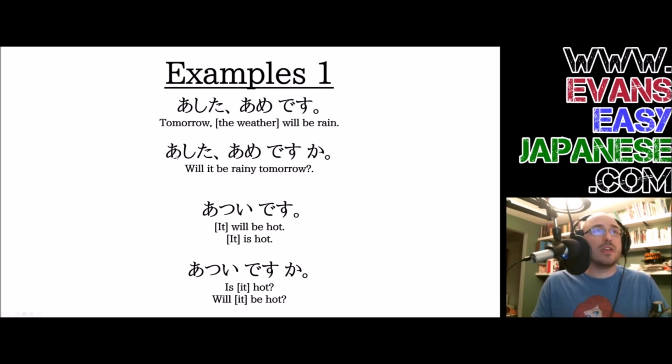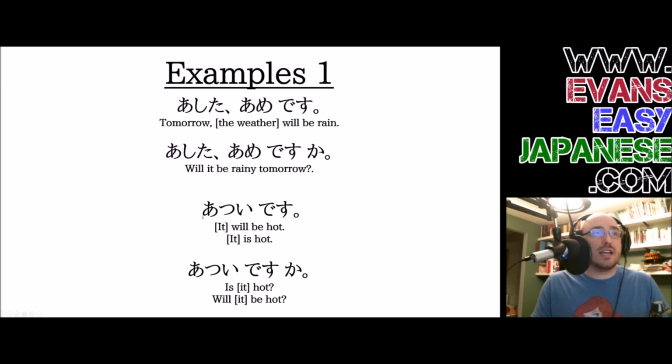Something like that. Ashita, ame desu ka? So with the rising intonation and the ka particle, it becomes a question. Will it be rainy tomorrow? And there's a random period right there, which shouldn't be there.